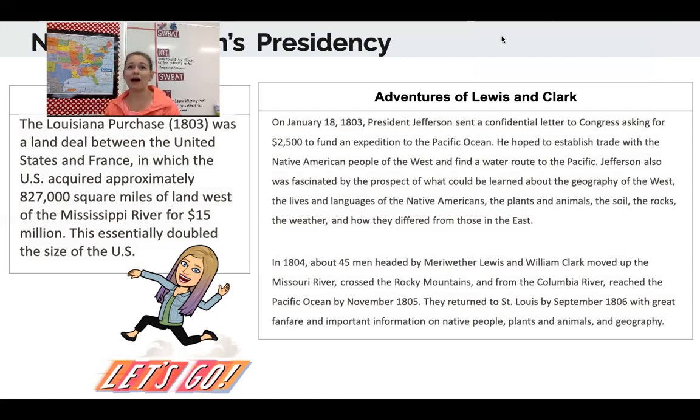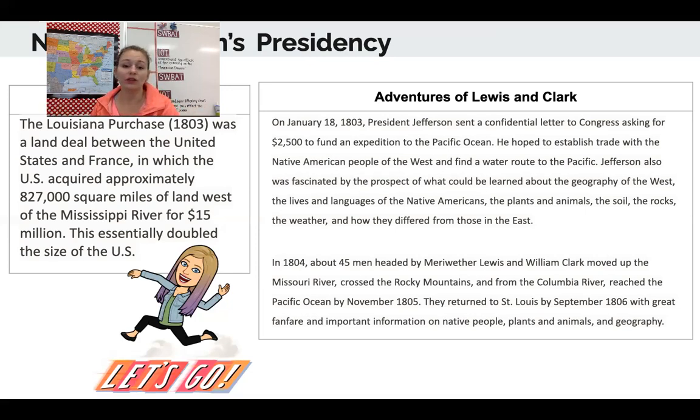So once we have this land and the United States has grown in size, and we've got interest in learning about the rest of this area, Thomas Jefferson sends a confidential letter to Congress. And really this happens, I believe, before the Louisiana Purchase is solidified. But he's like, listen, I want to know what else is out there. I want to find a route to the Pacific Ocean. I want to try and figure out how we can set up relationships and do more trade with Native Americans. So he sends this confidential letter to Congress asking for $2,500 so that he can fund an expedition, so that we can go and learn more about the land that is now the United States.